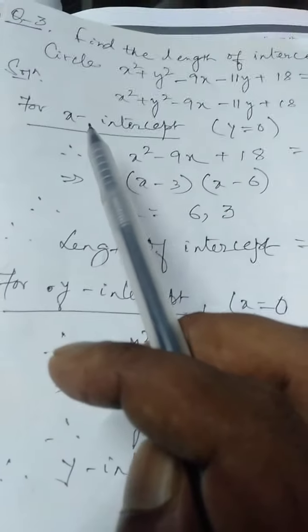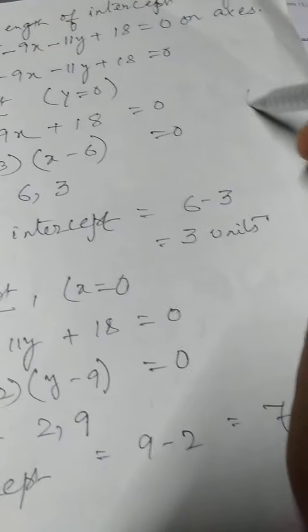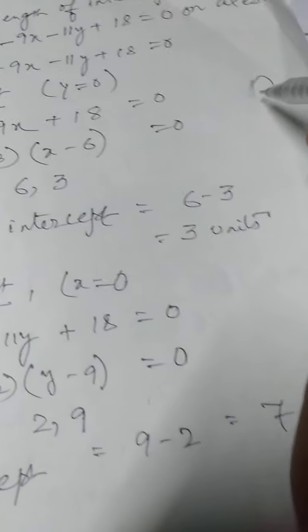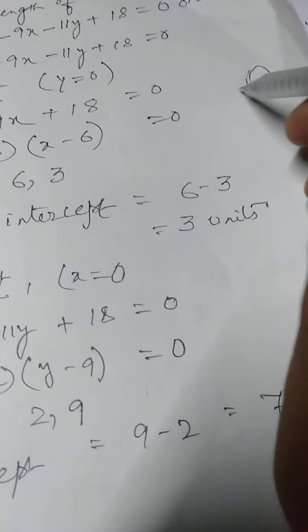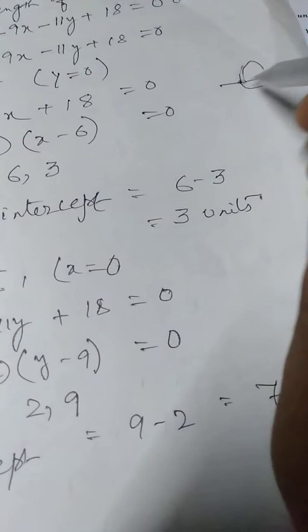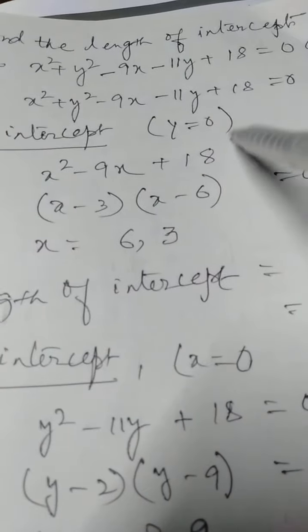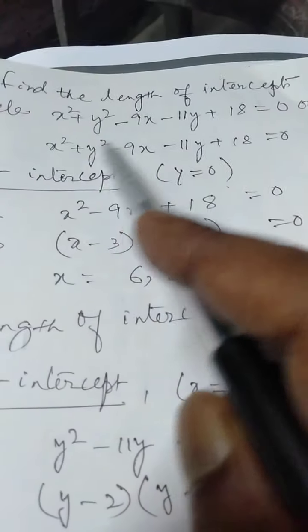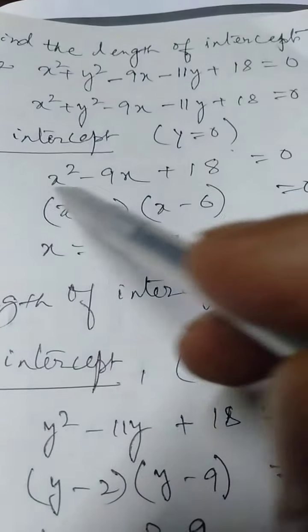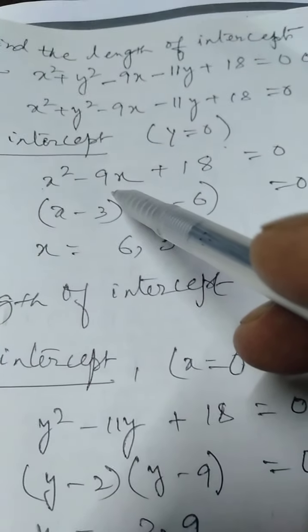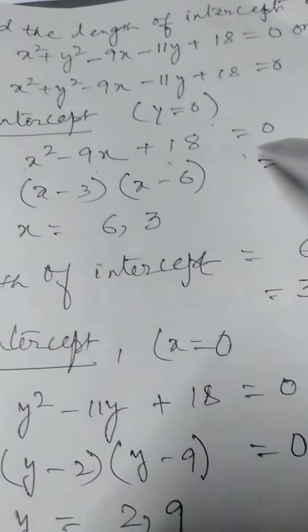Okay. So see, how is the question? Suppose I have a circle. Suppose this is the circle. So this is cutting the x-axis. So this length is called the length of x-intercept. Okay. So what we will do, to obtain the x-intercept, we will put y equal to 0 in the circle. So if all these y terms are 0, then what are we getting? x square minus 9x plus 18 equal to 0.